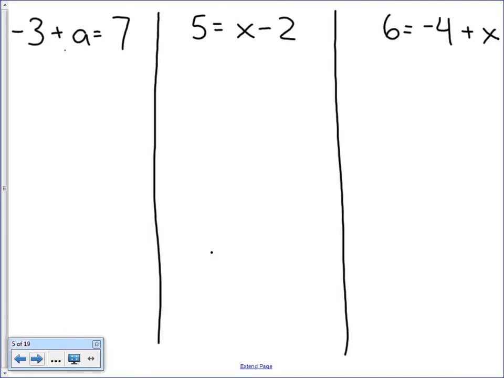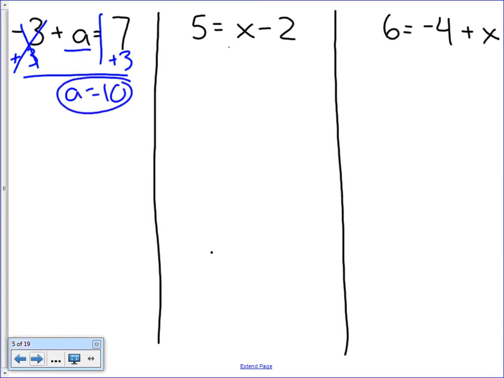So some different scenarios that you might see, just a few more examples. We look at the first one here, we got to get that a by itself, get rid of that negative 3 by adding 3 on both sides. Those cancel. I have an a on the left side, and that equals 10. Next one here, isolate the x. So we are going to get rid of the negative 2 by adding 2 on both sides. So the 2's will cancel. I have x on the right side and a 7 on the left side, so x equals 7.